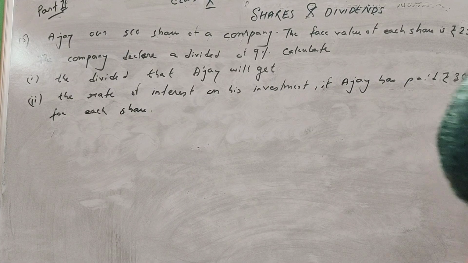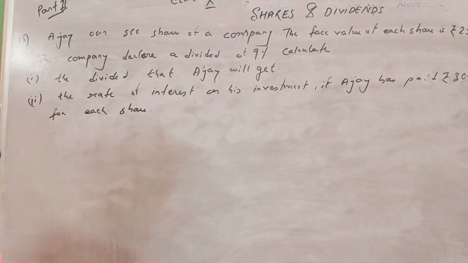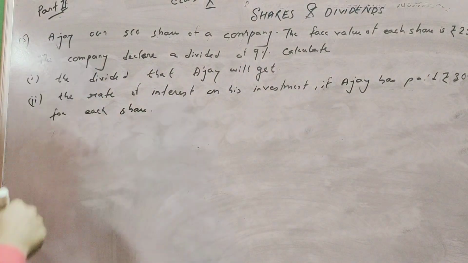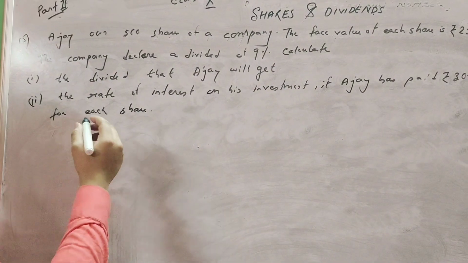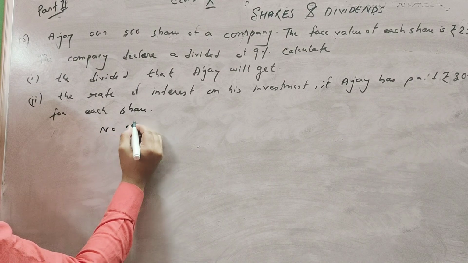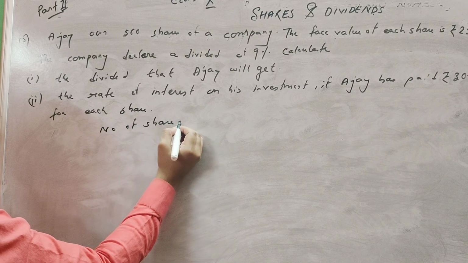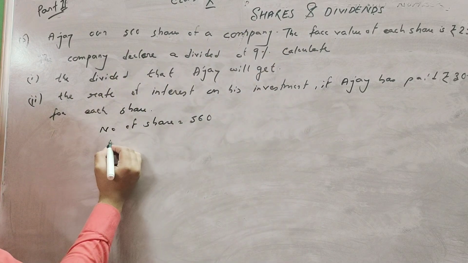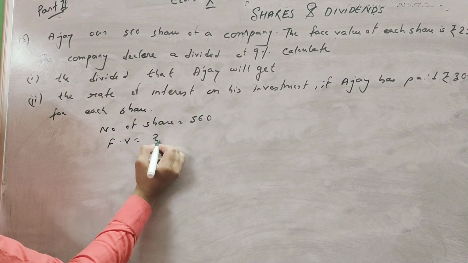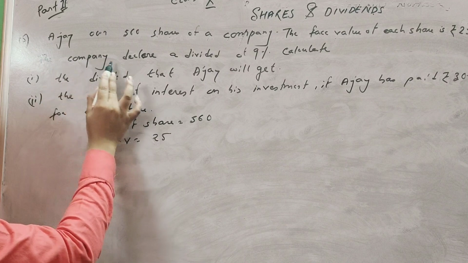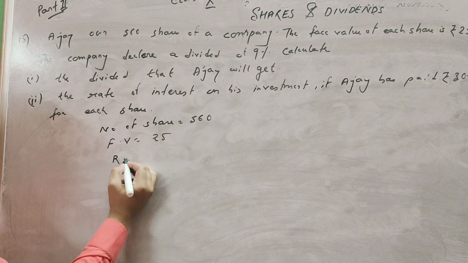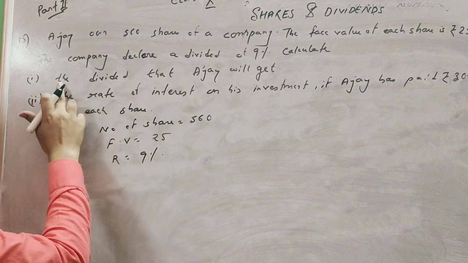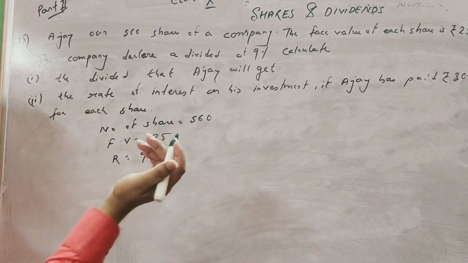Okay, now it's time for question number 15. In question number 15, Ajay owned 560 shares. So the number of shares is 560. The face value of each share is 25. The company declares a dividend, that is rate equals 9%. Calculate the dividend. Dividend means annual income.